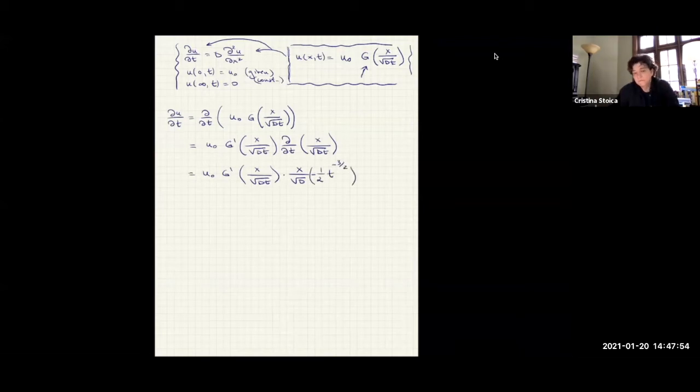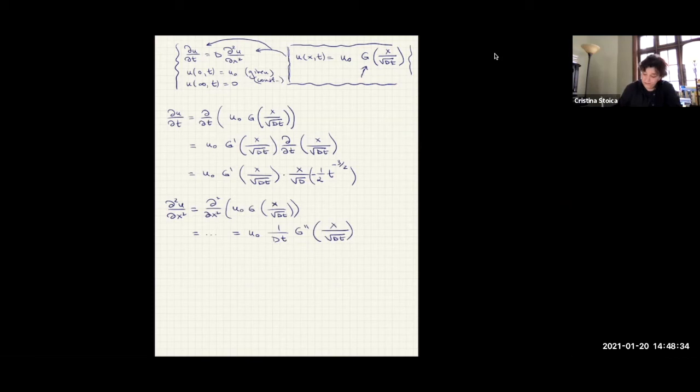There we go. And now I'm going to do d2u over dx2. So we will have to do d2 over dx2 of the same quantity. I really won't do it for you, this one. So we end up with u naught, 1 over t, the second derivative of g as computed in this thing, again by the chain rule. So it's just plain vanilla derivation.